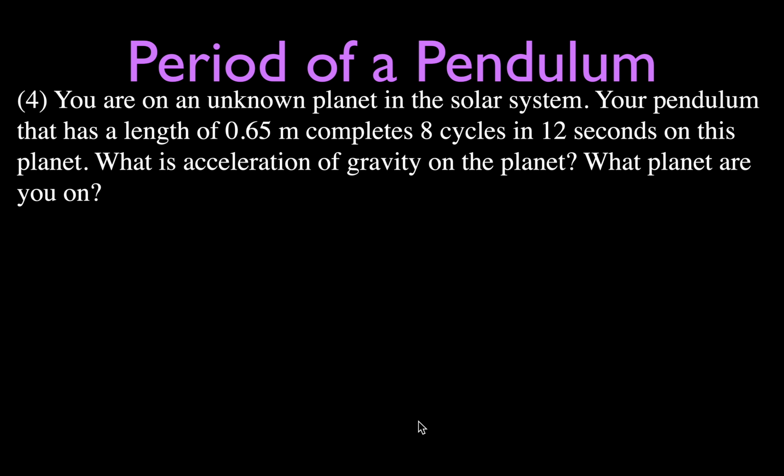Now, we don't necessarily go off that often to an unknown planet in the solar system, but let's just see if we can calculate g. Okay, in this case, we want to calculate g. We want to know what's the acceleration due to gravity on the planet and what planet are we on. You are on an unknown planet. Your pendulum has this length, and it completes 8 cycles in 12 seconds. We want to know what is the acceleration due to gravity and what planet could we be on.